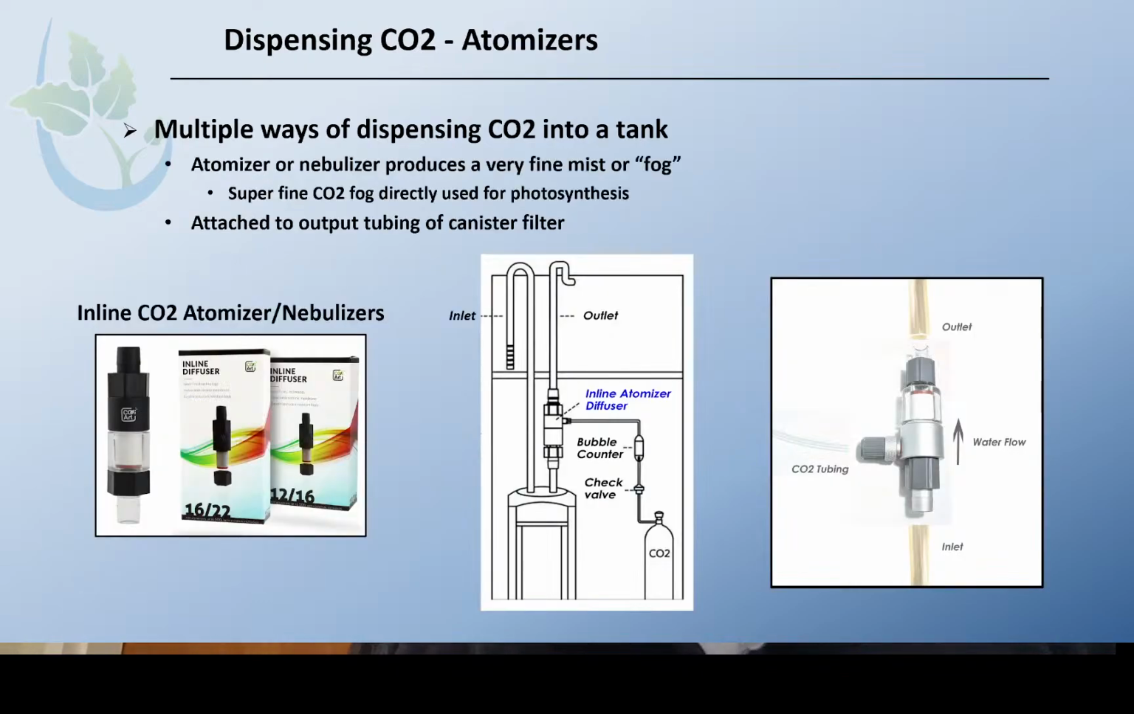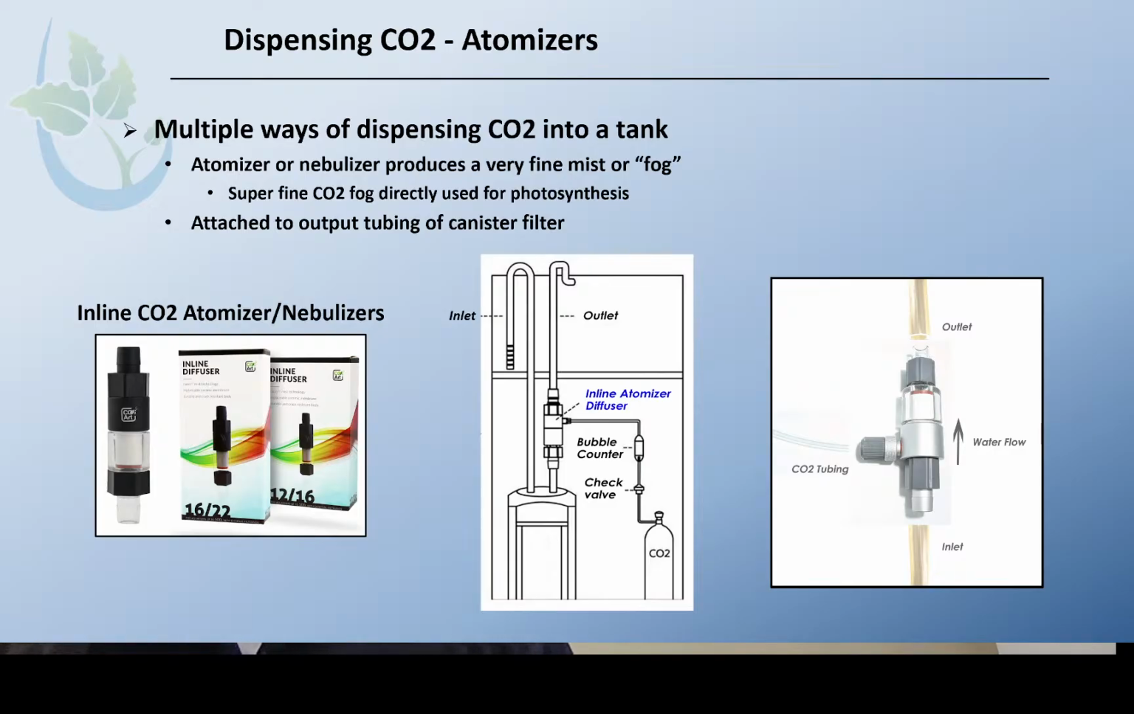Now, there are other ways of dispensing it, right? And this is one of my favorite ways. It's called an atomizer or a nebulizer. I'll hand this around. This is an awesome way that they came up with for getting CO2 into a larger tank. Basically, it's sintered glass or sintered ceramic. You get these really fine bubbles that are basically pushed around in your tank, right? It produces a very fine mist, or what they sometimes call the fog, CO2 fog.